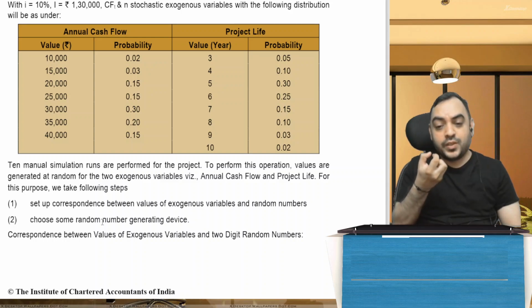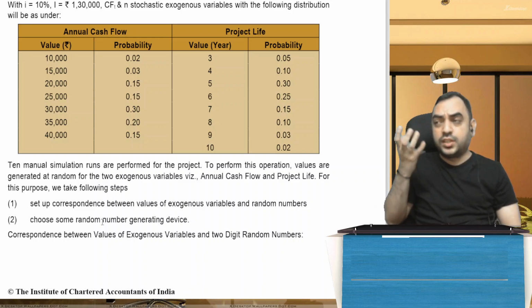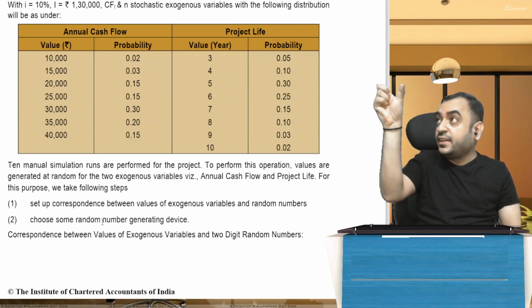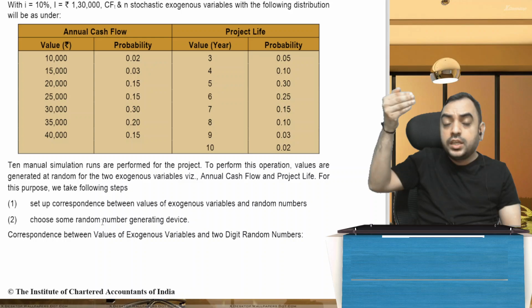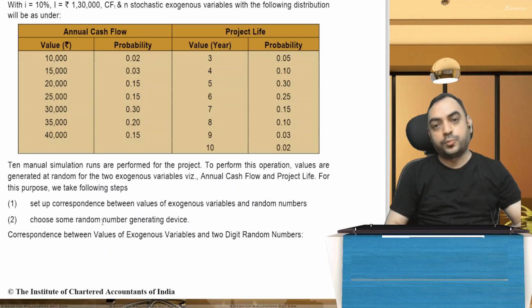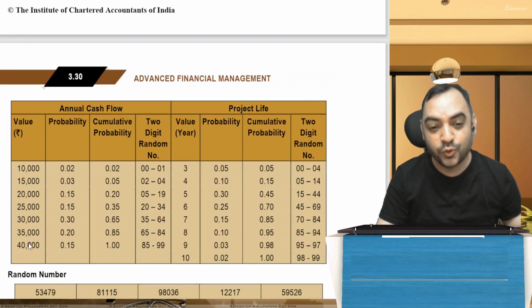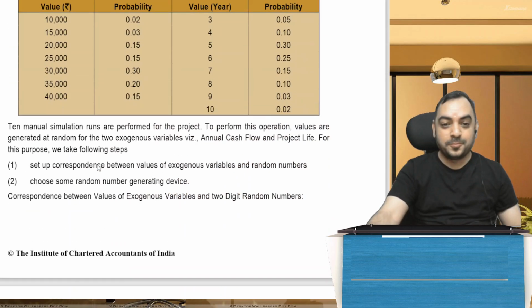I see where this 72 will fit in and take the corresponding cash flow. Again, I throw a random number. Suppose that is 31. In the project life, I look at the interval corresponding to this random number 31, see which year it is, I will take that, and then based on those two outputs, I will calculate NPV. Now the question is, how do you calculate the table? That is what we call cumulative probability.